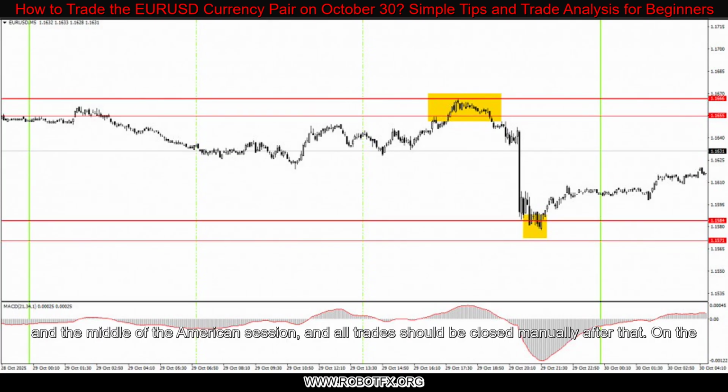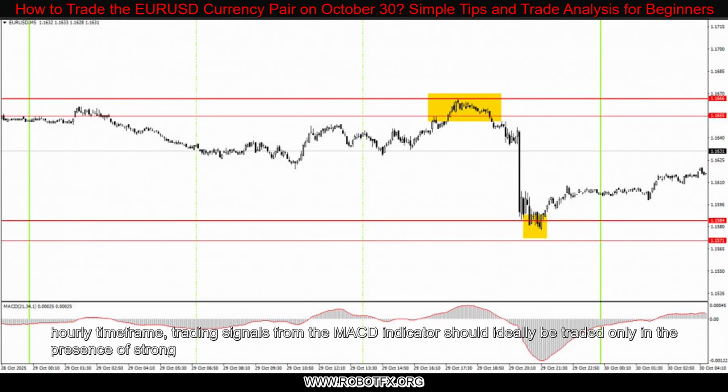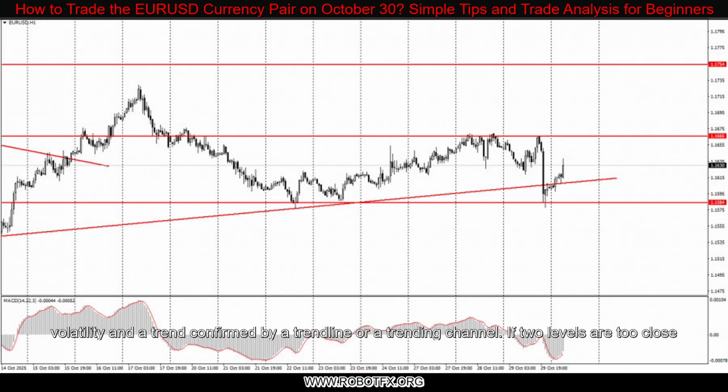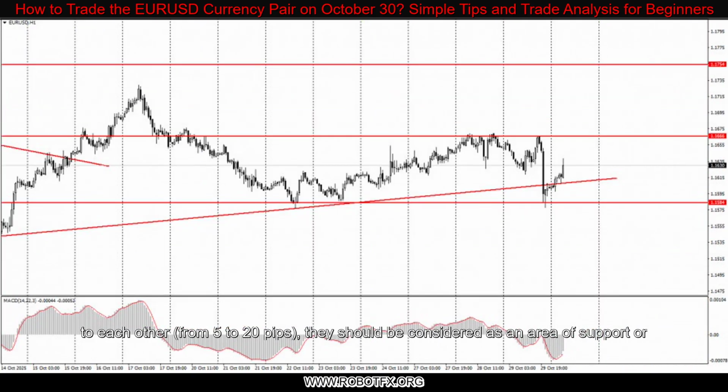Trades should be open during the time frame between the start of the European session and the middle of the American session, and all trades should be closed manually after that. On the hourly time frame, trading signals from the MACD indicator should ideally be traded only in the presence of strong volatility and the trend confirmed by a trend line or a trending channel. If two levels are too close to each other, from 5 to 20 pips, they should be considered as an area of support or resistance. After the price moves 15 pips in the right direction, a stop loss should be set to break even.